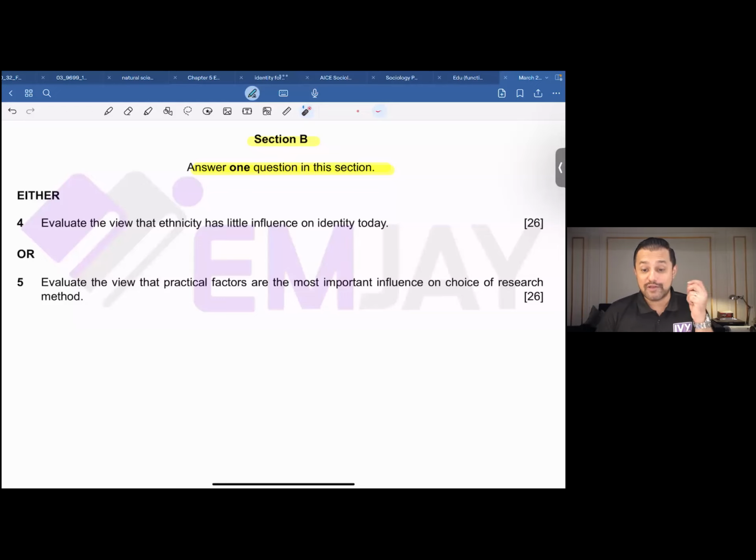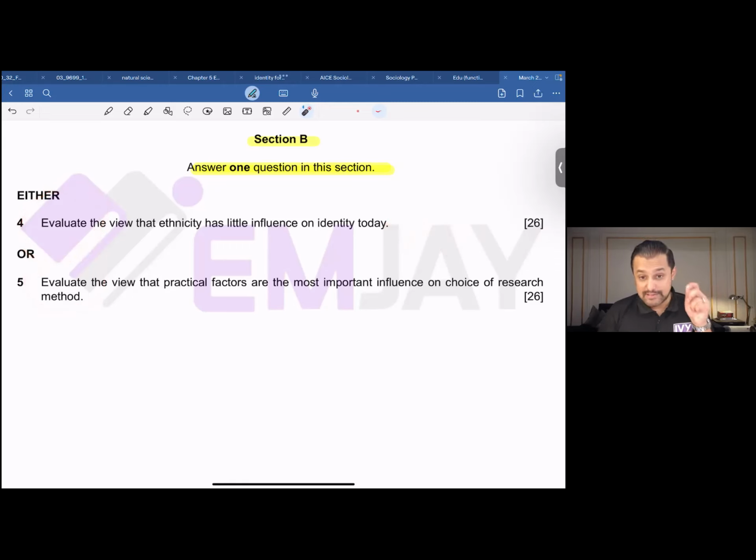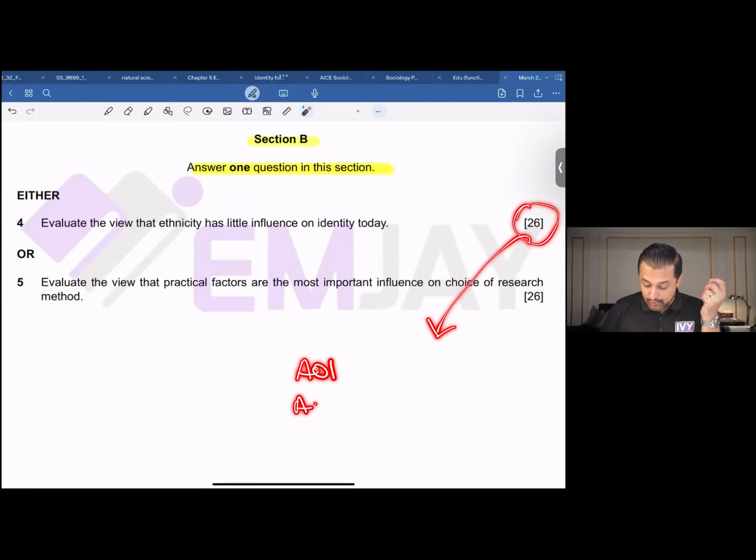Question yourself: do you have enough points in support of the argument, and enough points against the argument? Because the question is asking you to evaluate, and these questions in section B are referred to as evaluative essay questions. Why an essay question? It's a 26-mark question, and you are graded on the basis of AO1, AO2, and AO3, which I keep telling you about. AO1 is knowledge and understanding, AO2 is interpretation and application, and AO3 is analysis and evaluation. This is the criteria that the examiner uses to grade you. You are marked on the basis of levels in this particular question.